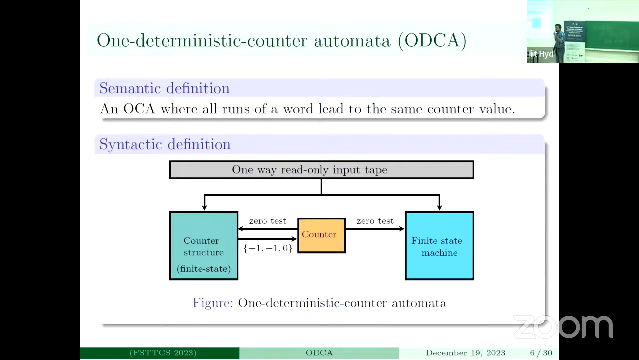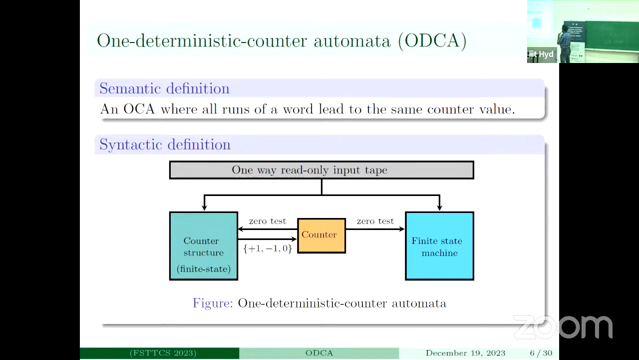Okay, so this is a semantic notion. Syntactically, you can think of it as the following model. You have a counter structure, a counter, a finite state machine, and the input tape. Together you can think of it as a deterministic one counter automaton. The transitions of the counter structure here are deterministic. The counter structure can test the counter for 0, so it has two sets of transition functions, one for counter value 0 and the other for positive counter value. It can increment the counter, decrement the counter, or choose not to do anything to the counter on a transition.